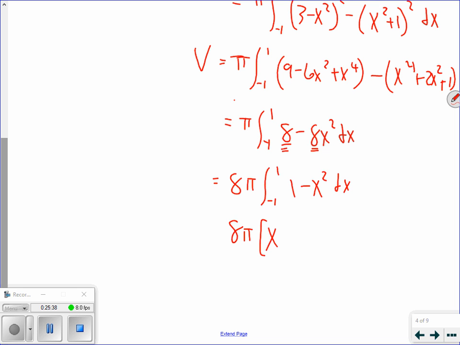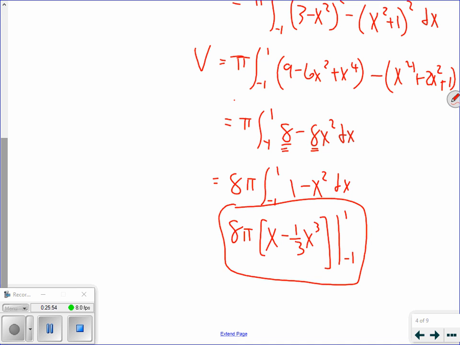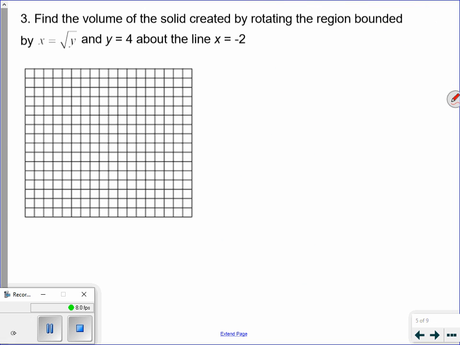And then the integration of 1 is x. The integration of x squared is 1/3 x cubed, evaluated from negative 1 to 1. Now, for sake of time, I'm going to let you plug 1 into that, then minus plug negative 1 into that, and that's your final answer. The final answer is on the completed notes. I encourage you to look those up. On to the next example.